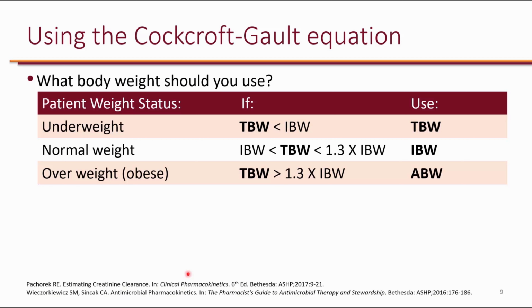So going back to the Cockcroft-Gault equation, if someone is underweight, meaning that their total body weight is less than their ideal body weight, you should use total body weight in the Cockcroft-Gault equation. Someone who has a normal weight, meaning that they weigh at least their ideal body weight, but less than 1.3 times the ideal body weight, you should use the ideal body weight. And of course, someone who's obese, and for the purpose of this class, we're going to use the cutoff of 1.3 times the ideal body weight, you should calculate the adjusted body weight and use the adjusted body weight in the Cockcroft-Gault equation.